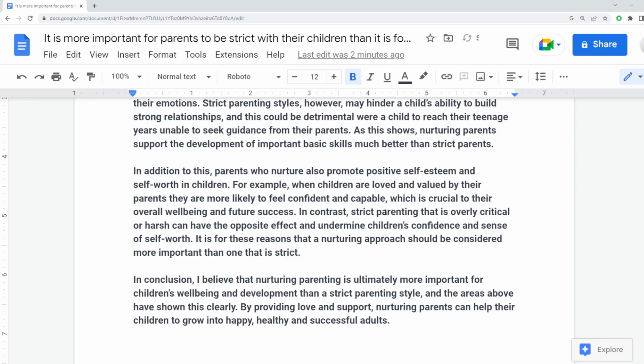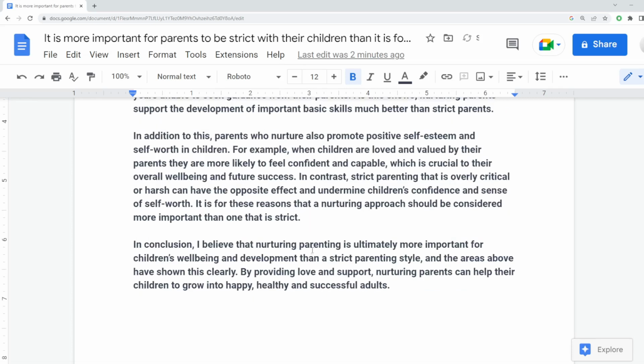In contrast, strict parenting that is overly critical or harsh can have the opposite effect and undermine children's confidence and sense of self-worth. It is for these reasons that a nurturing approach should be considered more important than one that is strict. In conclusion, I believe that nurturing parenting is ultimately more important for children's well-being and development than a strict parenting style. And the areas above have shown this clearly. By providing love and support, nurturing parents can help their children to grow into happy, healthy, and successful adults.